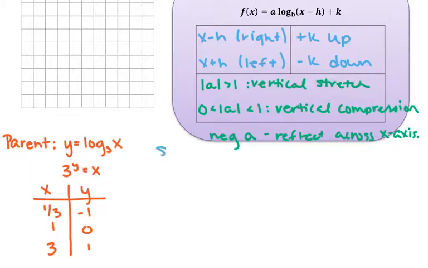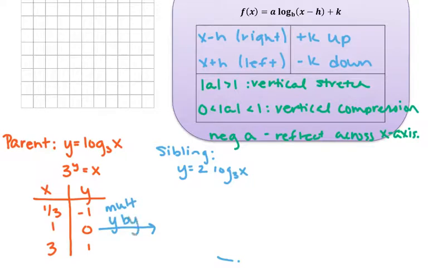Next, we go to the sibling function, which is when you take into consideration that a value. So what's our a value here? Let's take a look. Our a value is 2. So now we're going to have y equals 2 times log base 3 of x. And so what you're going to do to get there is multiply y by 2. That's your multiplier.